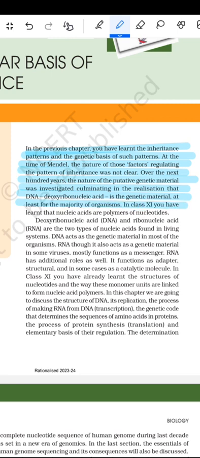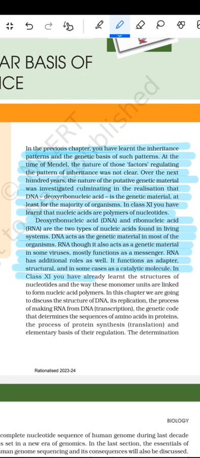In the class 11, you have learned that the nucleic acids are the polymers of the nucleotides. Deoxyribonucleic acid (DNA) and the ribonucleic acid (RNA) are the two types of the nucleic acid found in the living system. DNA acts as the genetic material in most of the organism. RNA, though it also acts as genetic material in some viruses, mostly functions as messenger. RNA has additional roles as well. It functions as the adapter, structural, and in some cases as a catalytic molecule.